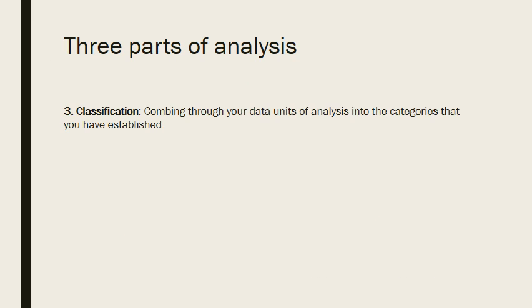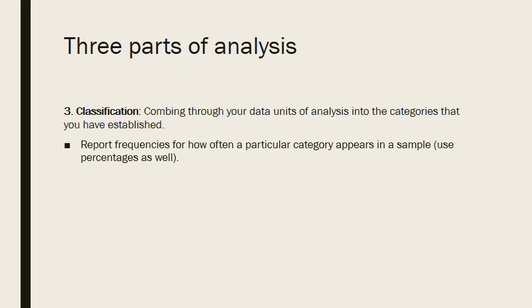Now the third part of analysis is classification. This is where you go through your data units of analysis that you've decided and put them into the categories that you've established, like I've said. Now what you report are frequencies for how often a particular category appears in a sample.